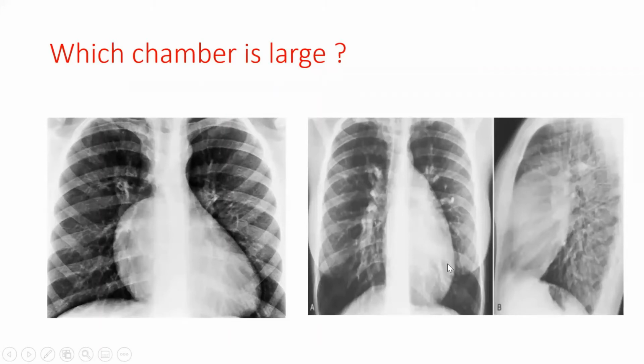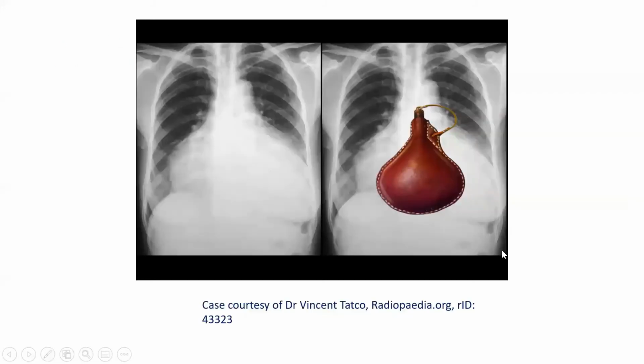Again, this is RV dilatation, but it's a bit tougher. It's more appreciated in the lateral X-ray by occupying almost 2/3 of the anterior mediastinum. Okay, good. Now, what is this?